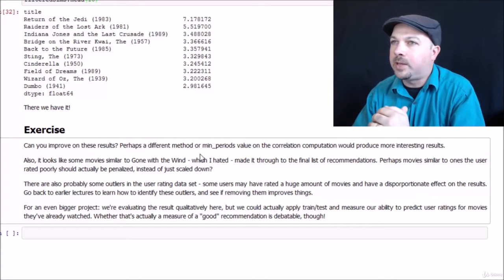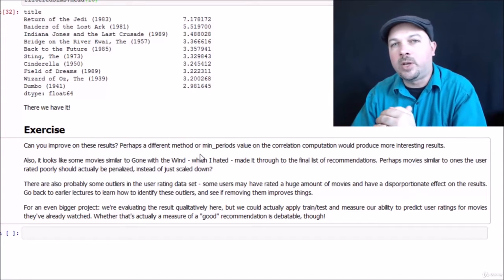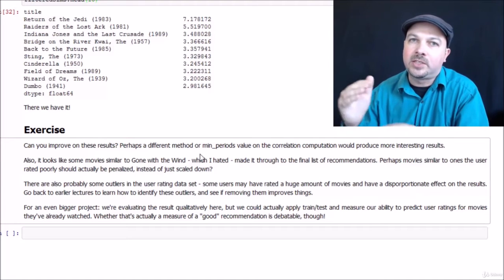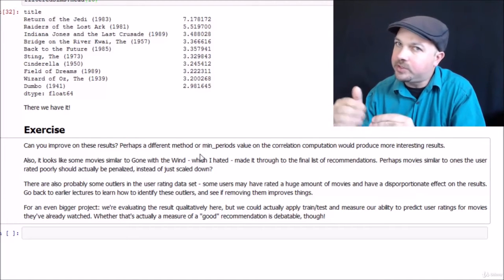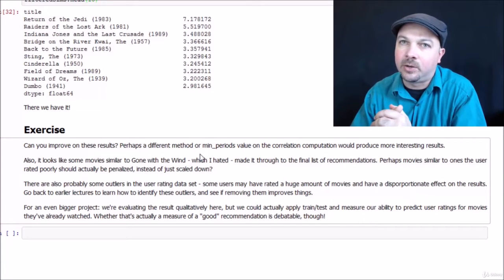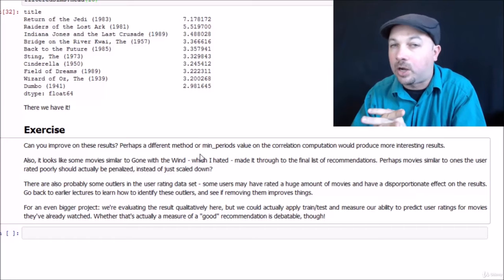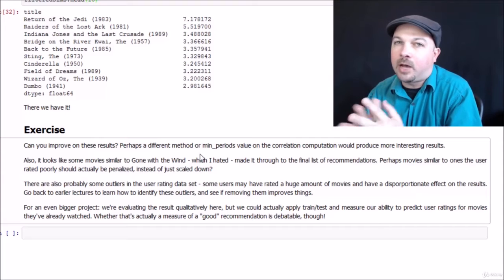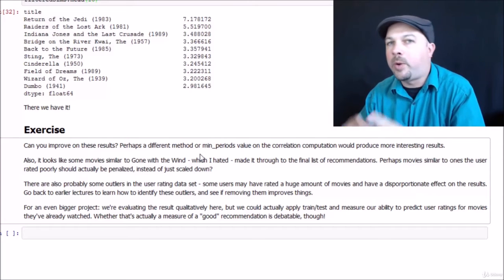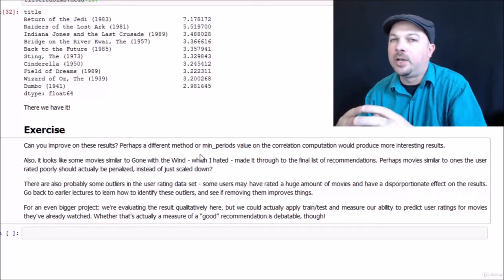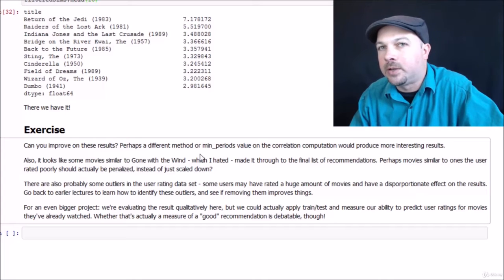We can also improve upon the fact that we saw a lot of movies in the results that were similar to Gone with the Wind, even though I didn't like Gone with the Wind. We weighted those results lower than similarities to movies that I enjoyed, but maybe those movies should actually be penalized. If I hated Gone with the Wind that much, maybe similarities to Gone with the Wind, like The Wizard of Oz, should actually be penalized and lowered in their score instead of raised at all. So that's another simple modification you can make and play around with. There are probably some outliers in our user rating data set. What if I were to throw away people that rated some ridiculous amount of movies? Maybe they're skewing everything. You could actually try to identify those users and throw them out as another idea.